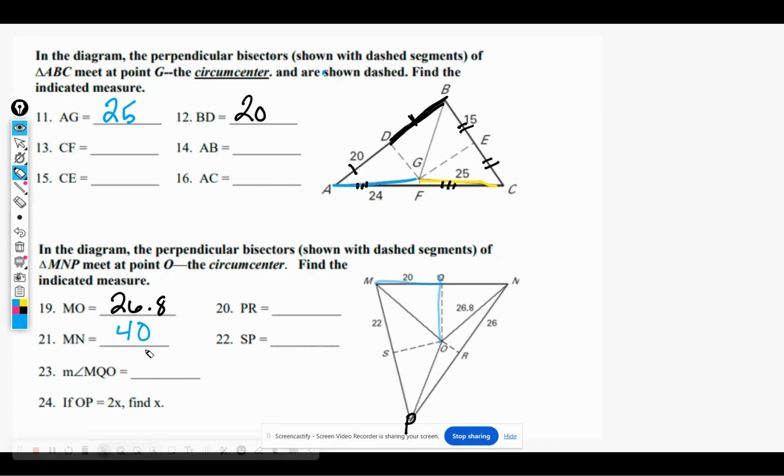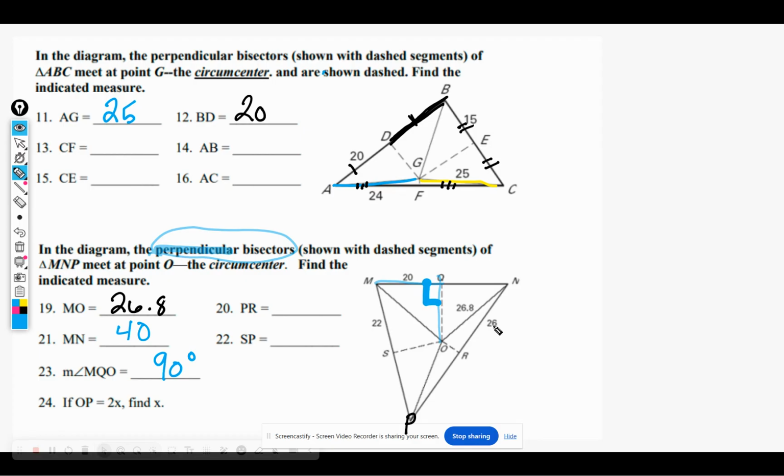MQO, this angle here. Now we're talking about perpendicular bisectors. One thing we know about perpendicular bisectors is that if it's perpendicular, they create 90-degree angles. So if this is a straight line and it is a perpendicular bisector here, then this is going to be a right angle. So because that's a right angle, the measure of angle MQO is 90 degrees. Okay?